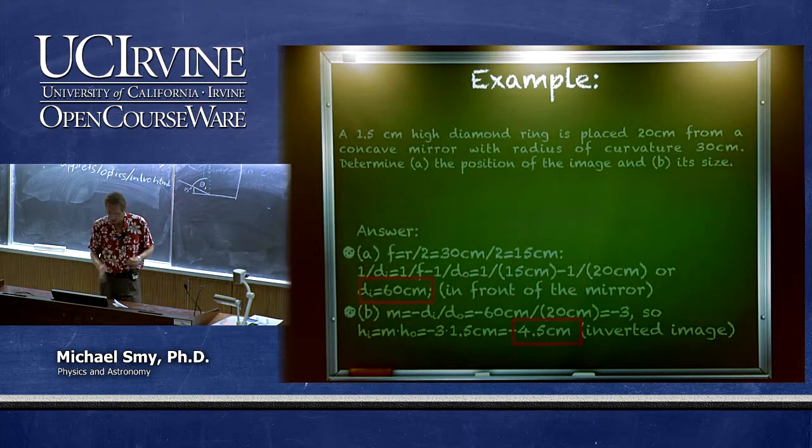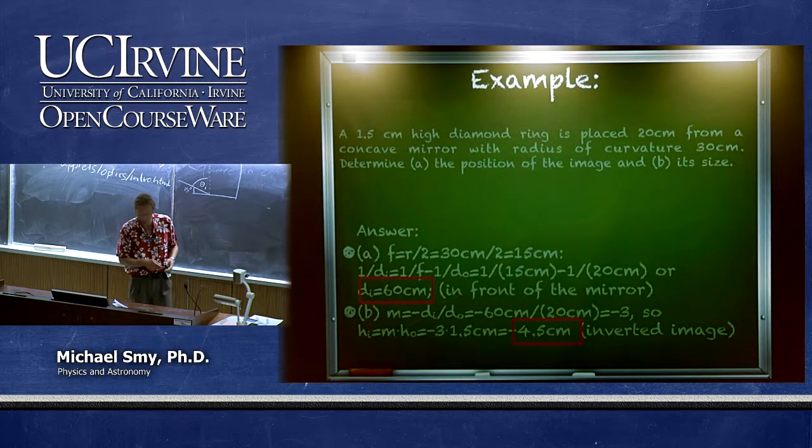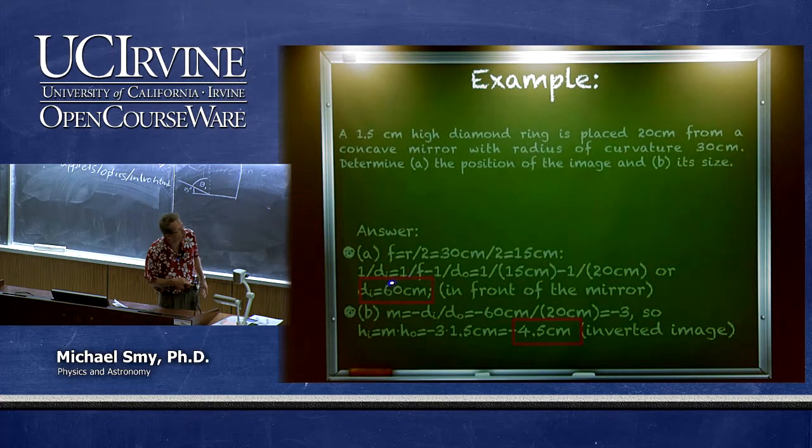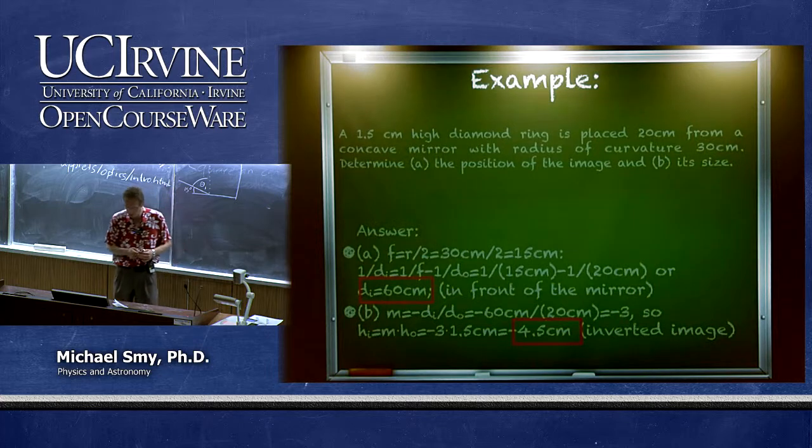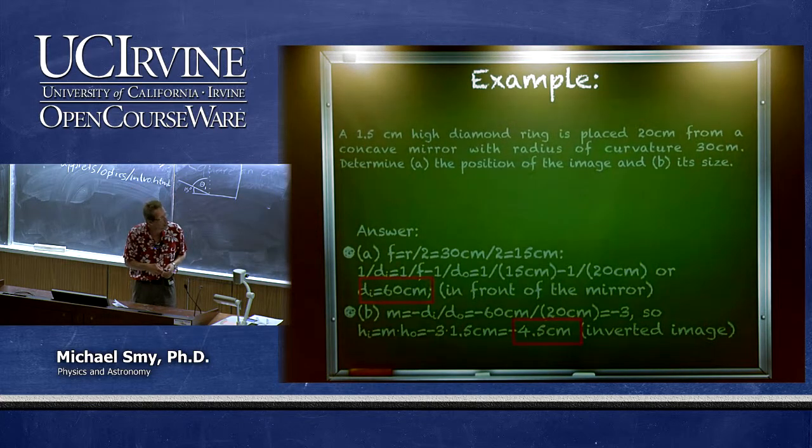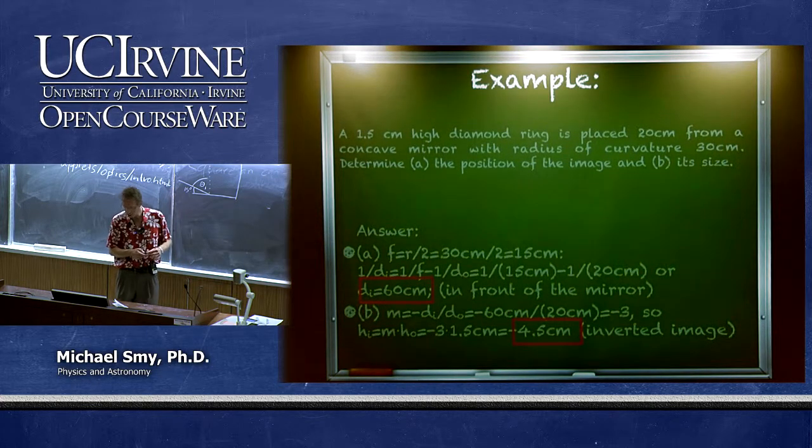And now we use the lens equation. That gives us the relation between image distance, focal length, and object distance. If we solve for 1 over the image distance, we get 1 over the focal distance minus 1 over the object distance, or 1 over 15 centimeters minus 1 over 20 centimeters. And that results in an image distance of 60 centimeters. And since the sign is positive, that means that the image appears in front of the mirror, not behind.